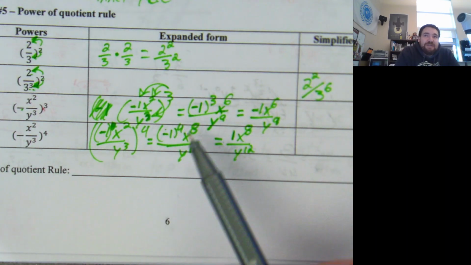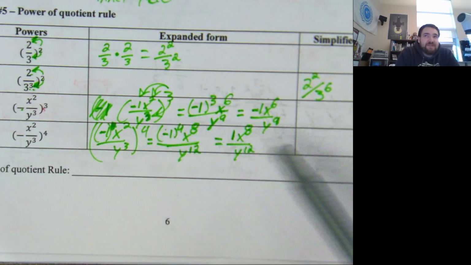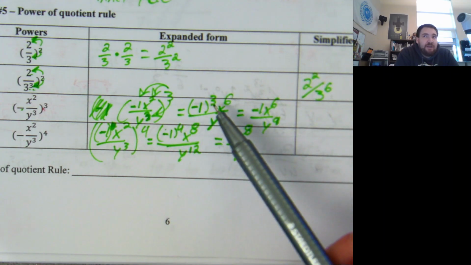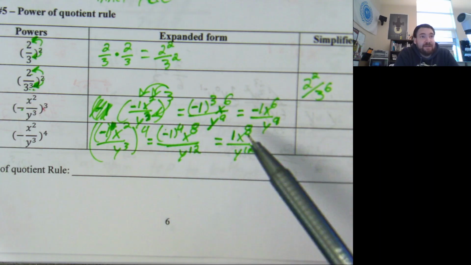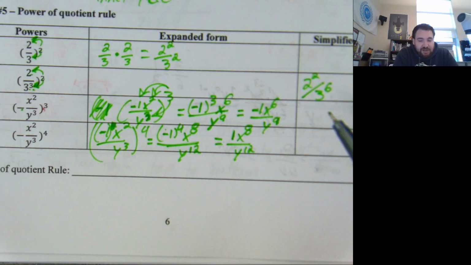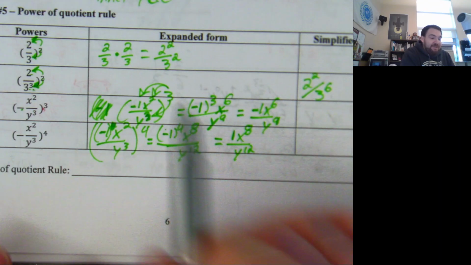The reason that I put both these questions in here is because this one has a -1 to an odd exponent, which makes the answer negative. This one has the -1 to an even exponent, which makes the thing positive. Good job.